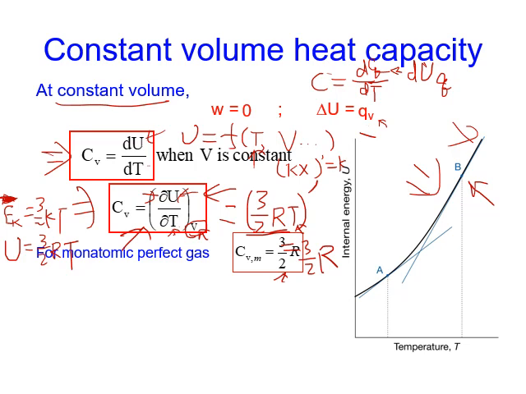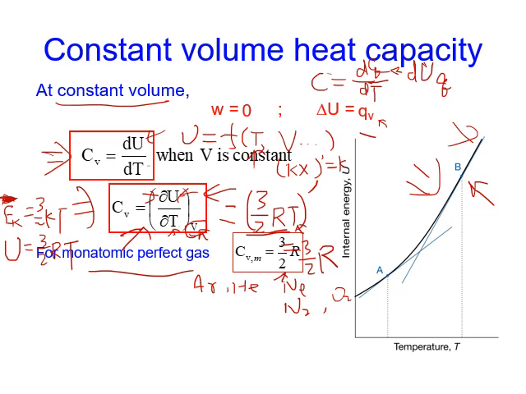Now this equation applies to monatomic ideal gas, for example argon, helium, neon. For diatomic nitrogen or oxygen, or any molecules with more than one atom, these molecules rotate and vibrate. They need more energy when you raise the temperature by 1 degree, so the heat capacity will be more than 3/2 R.